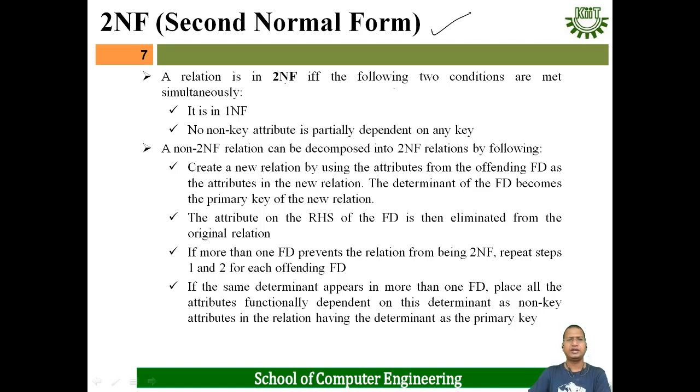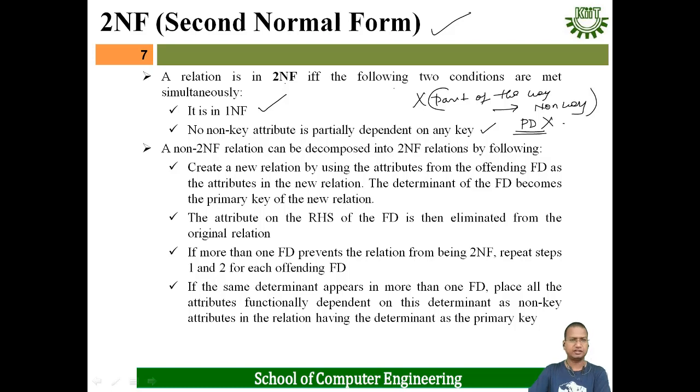I have already told you a relation is in 2NF if the following two conditions are satisfied. One, it should be in 1NF, and no non-key attribute is partially dependent on any key. That means there should not be any partial dependency. What is partial dependency? If part of the key functionally determines a non-key attribute, then that is partial dependency. Partial dependency should not be present, and the relation should be in 1NF. Then we can call that relation is in 2NF.